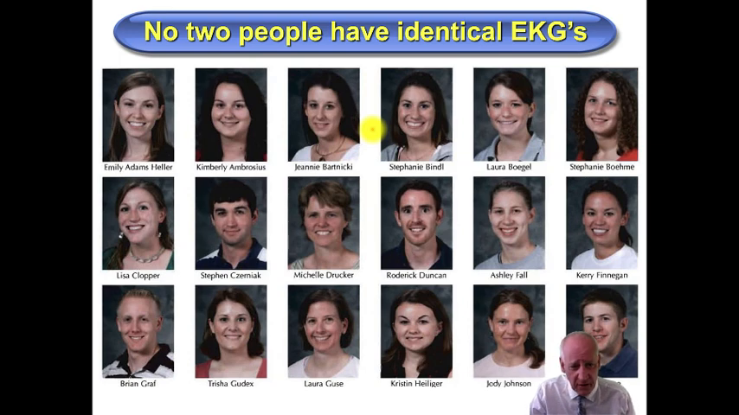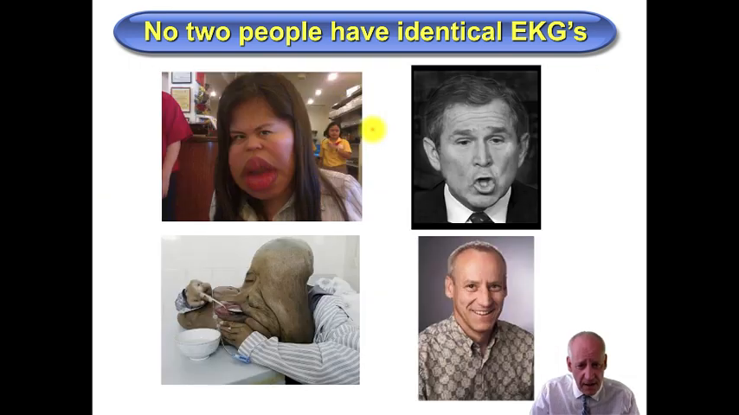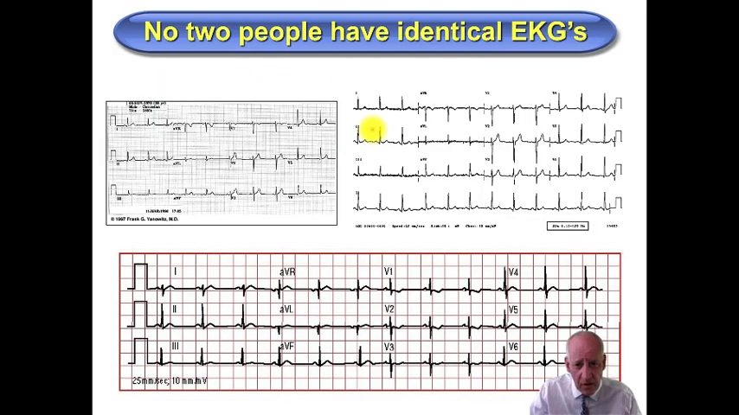Normal inter-individual variability. However, you would all recognize the following faces as abnormal, right? Normal inter-individual variability can be distinguished from abnormal. Clearly, these faces are abnormal. And in the same way, everyone's EKG is going to vary a little bit, but an abnormal EKG can be distinguished by a waveform clearly outside normal parameters.